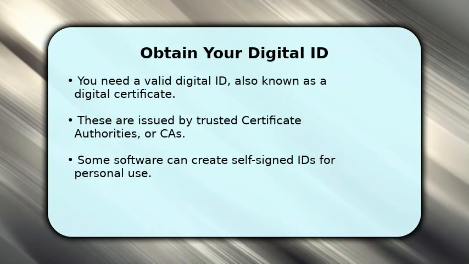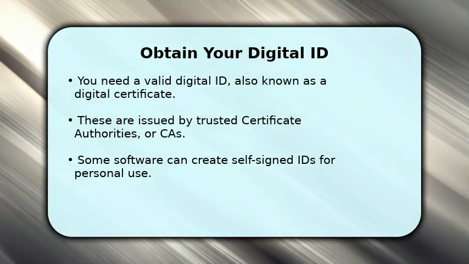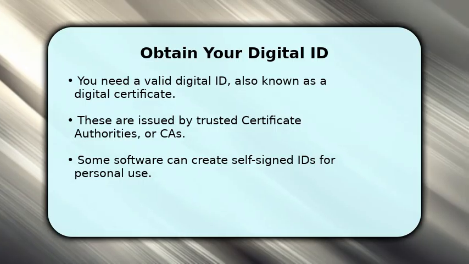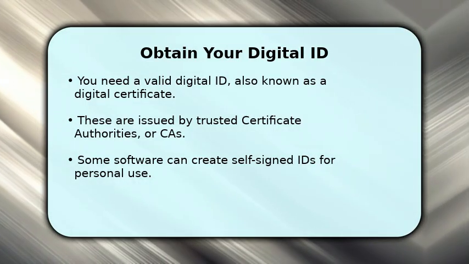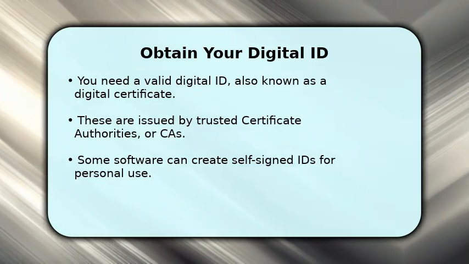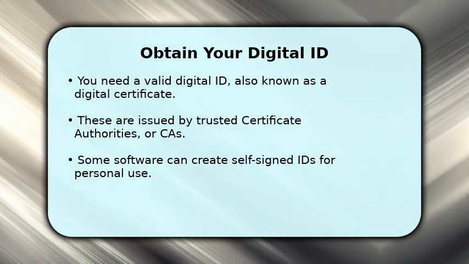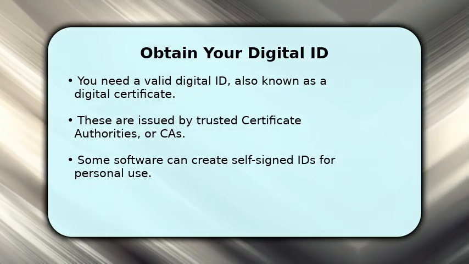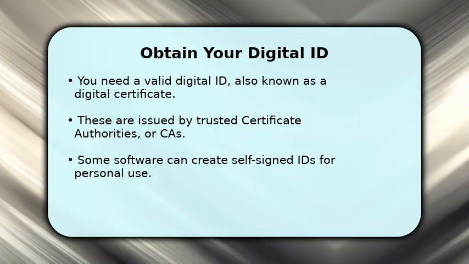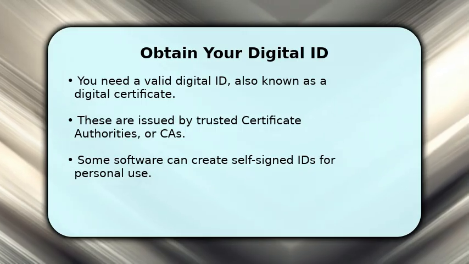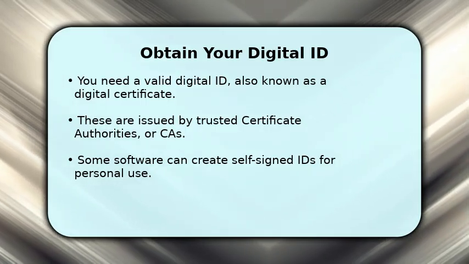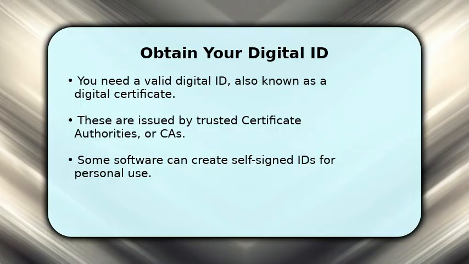To begin, you will need to obtain a digital ID, often called a digital certificate. These are typically issued by trusted third-party organizations known as certificate authorities, or CA, which verify your identity. Some document software, like Adobe Acrobat, also allows you to create a self-signed digital ID for personal use, though these may not carry the same level of trust as CA-issued ones.